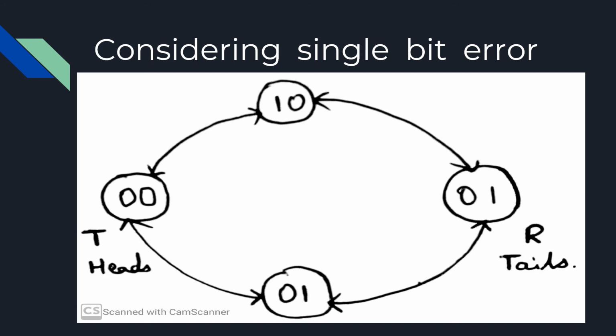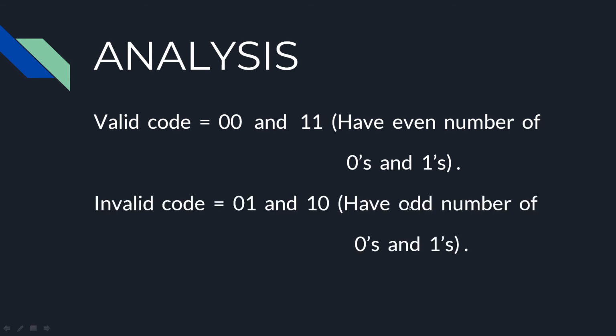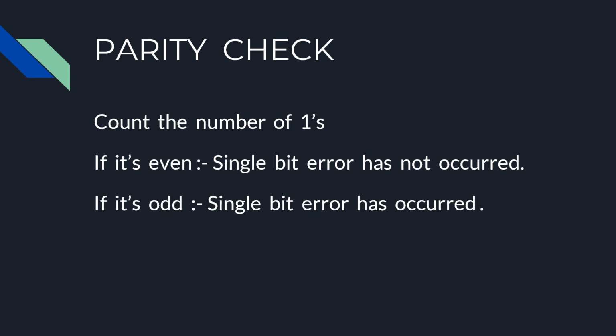So what do we analyze from this? The valid codes 0 0 and 1 1 have an even number of ones. The invalid or corrupted code has an odd number of ones. This is the main point required, guys. This is the important point. Now, we say that the corrupted code has a parity error. It's easy to perform a parity check. Simply count the number of ones. If it's even, a single bit error has not occurred. If it's odd, a single bit error has occurred.